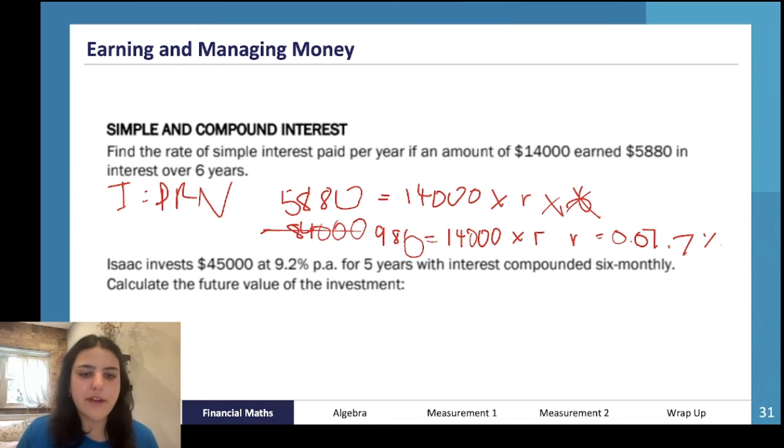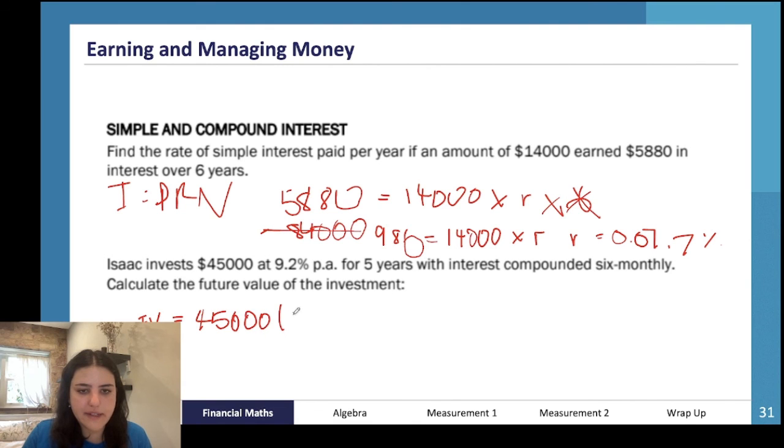Isaac invests $45,000 at 9.2% per annum for 5 years with interest compounded 6 monthly. Future value of the investment. So we're looking for our future value. We've got 45,000 invested at 9.2% per annum, but it's compounded 6 monthly. So that's twice a year. So the actual rate is going to be 4.6%, so 0.046.